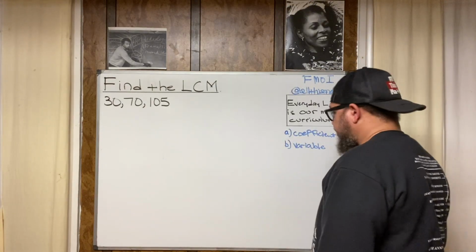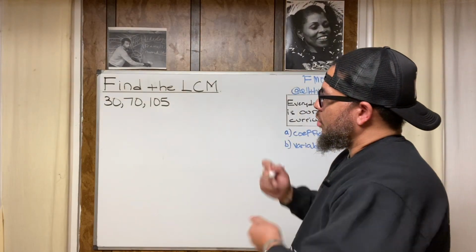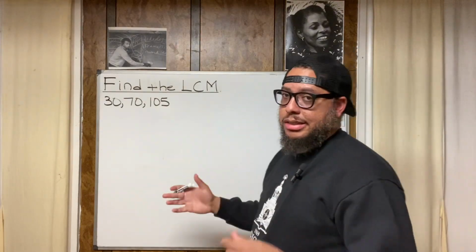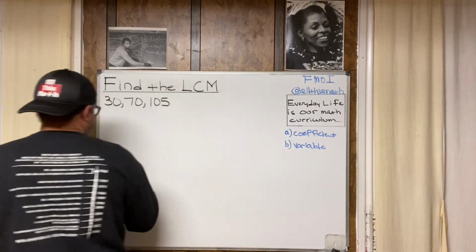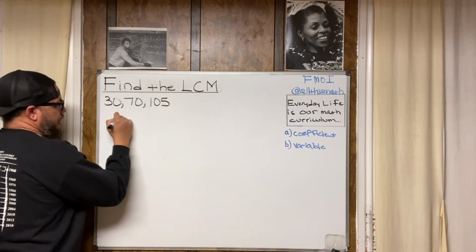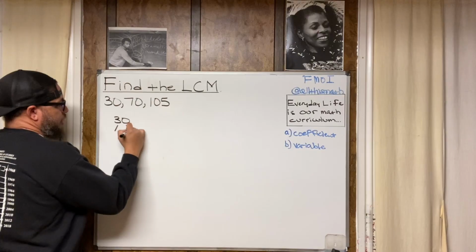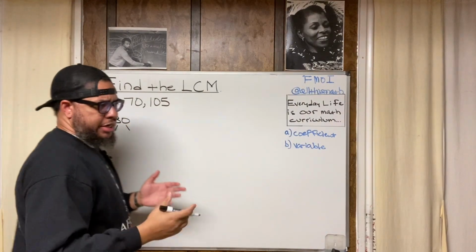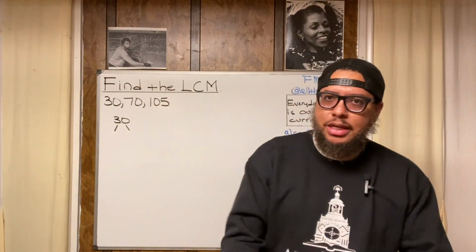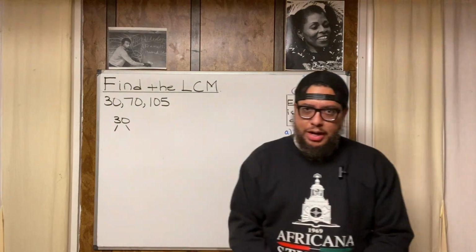All right, so let's do the prime factorization of each of these numbers. First we're going to do 30. I'm going to write 30 and do the trees. It's like number bonds, like the kindergartners and the first and second graders might do.